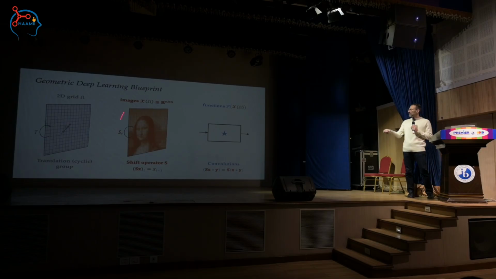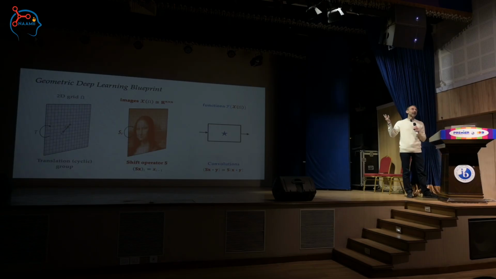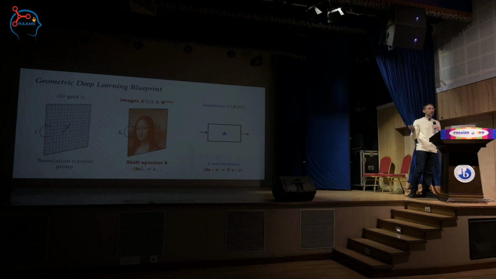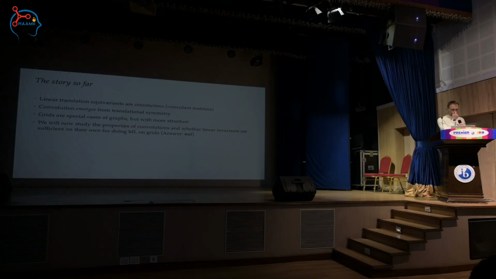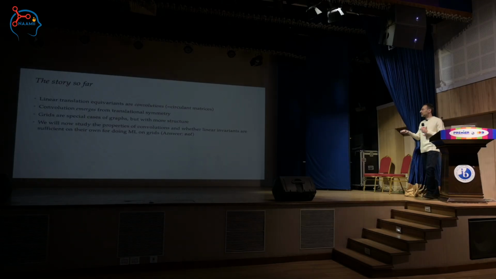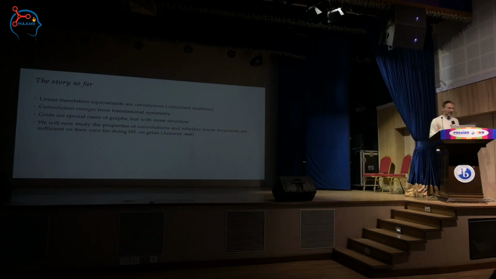We have images that live on the grid, on which the group representation is the translation operator, and then convolutions are equivariant functions, right? So basically you see that it emerges by itself. We required that our linear equivariant function must be translation equivariant, and we obtained convolution as a byproduct. So we derive the convolution from the considerations of symmetry, okay? So this is our story, that we obtain the convolutions as an application of our blueprint.